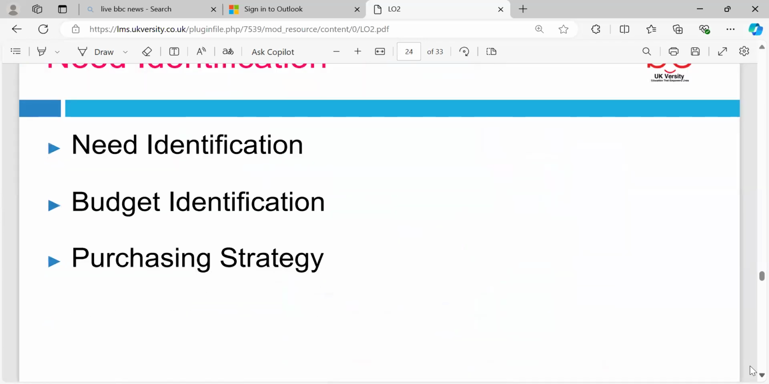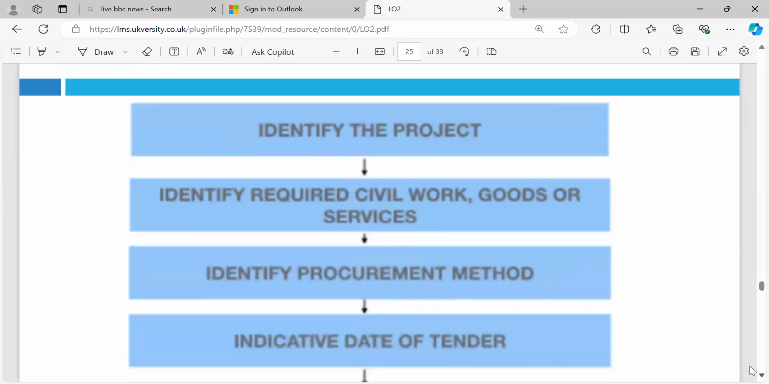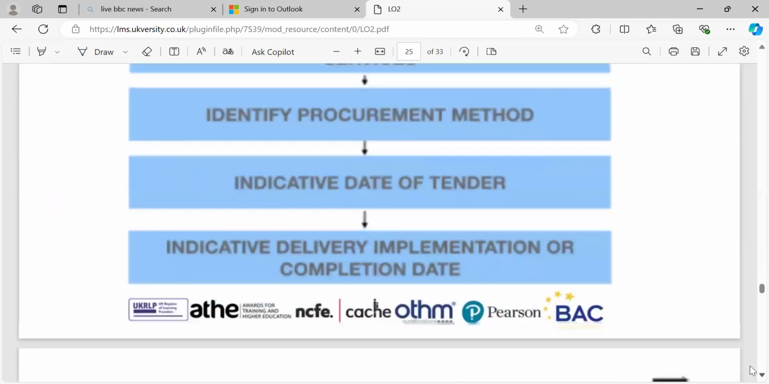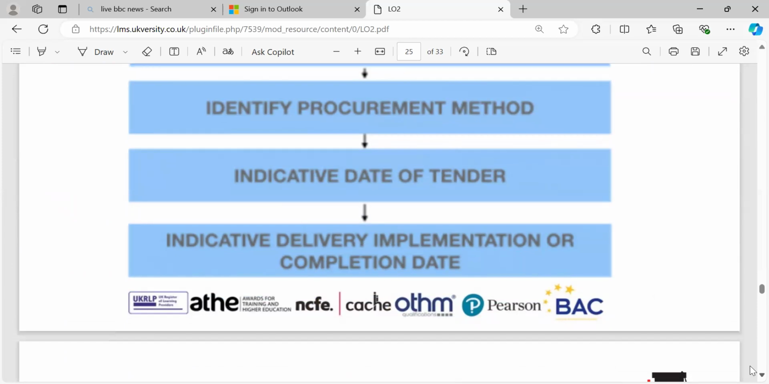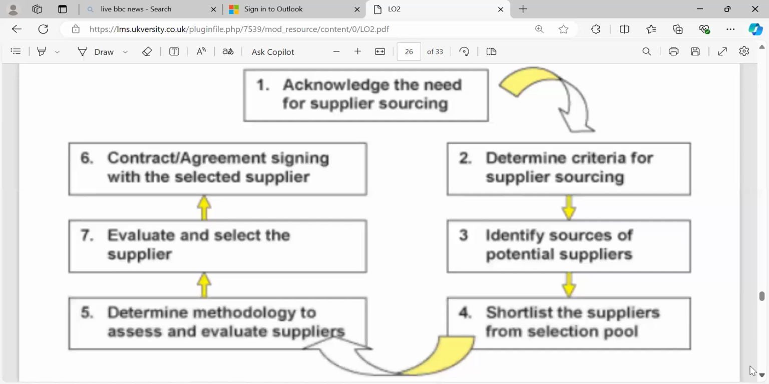So: need identification, budget identification, and purchasing strategy. In the project plan, identify the project, identify the civil works, goods or services, identify the procurement method, whether local or overseas, and the indicative dates of tenders, including delivery, implementation and completion. Then selection of the supplier: acknowledge the needs, determine the sourcing criteria, identify the sources of potential suppliers, and shortlist suppliers from the selection pool.